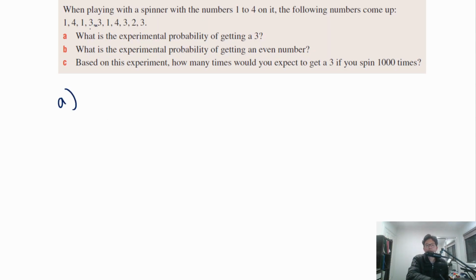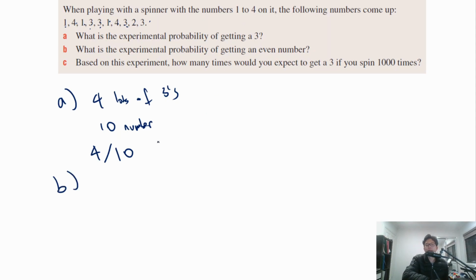We have 1, 2, 3, 4 threes here. So 4 lots of 3s, and in total we have 1, 2, 3, 4, 5, 6, 7, 8, 9, 10 numbers. So our experimental probability is 4 out of 10. And what is the experimental probability of getting an even number? You can simplify this one here if you want. That gives you 2 out of 5.